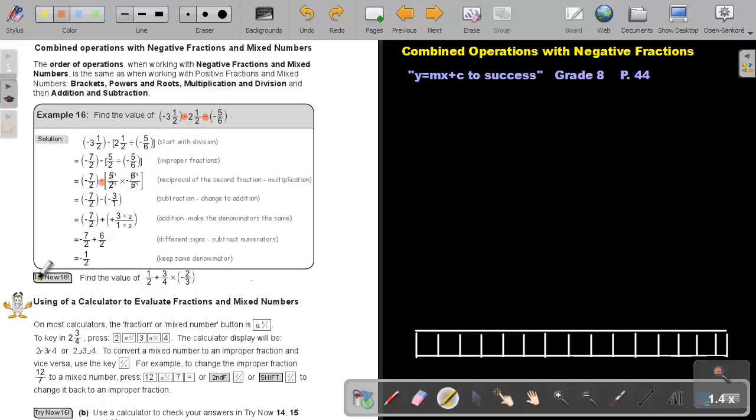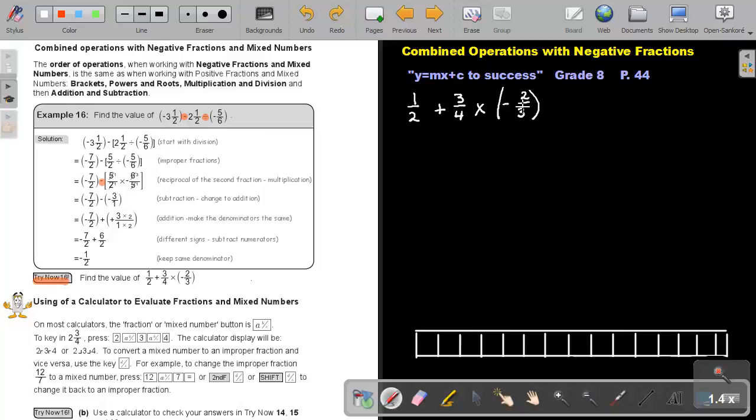I want you to try now 16 and stop the video. And as soon as you are finished, you can continue with the video. Okay, let's write it down. It's a half plus 3/4 multiply negative 2 over 3.